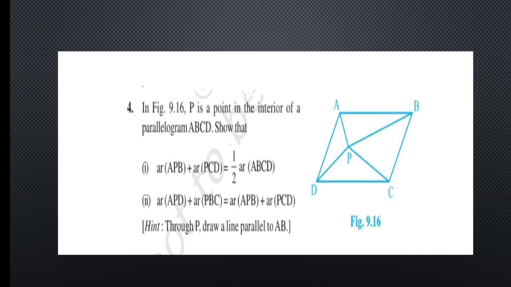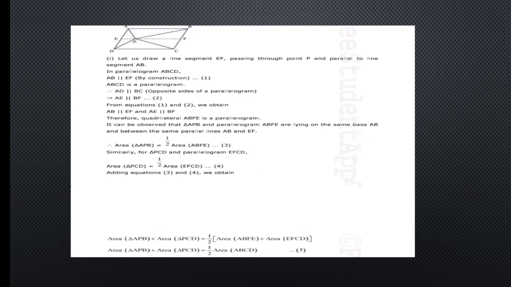equal to half of ABCD, and area of the triangle APD plus area of the triangle PBC is equal to area of the triangle APB plus area of the triangle PCD. So there are two parts for this question. The first part, the figure is given, and in that figure EF is a line which passes through P and parallel to AB and CD.